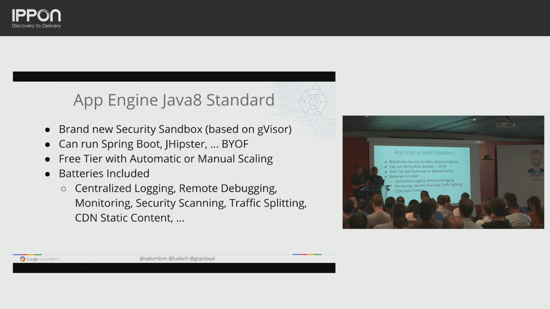So centralized logging with the admin console, remote debugging, very cool. Maybe we can show it on JHipster. You can set breakpoints in your deployed app. Monitoring, security scanning, traffic splitting when you upgrade your version. Everything is baked in. All the JavaScript static files are served not by the JVM, but by a static content provider from Google. So a side effect of this is maybe the page is loading way before the JVM is loading, so you might have some UX issue there.